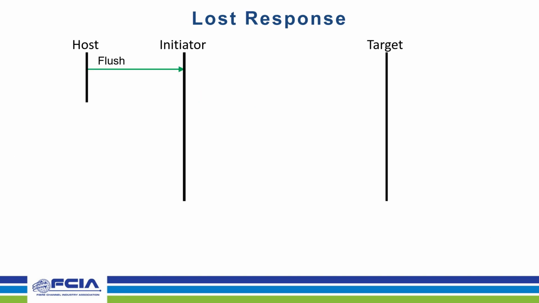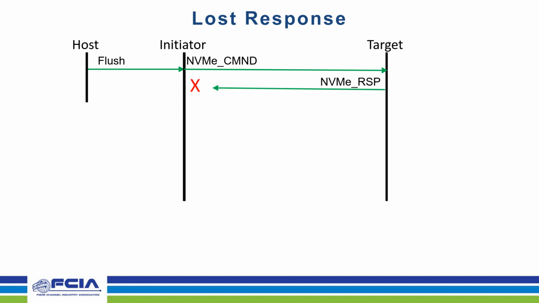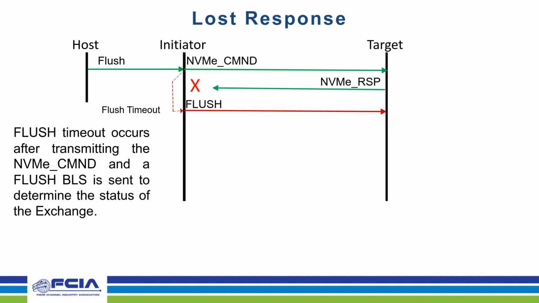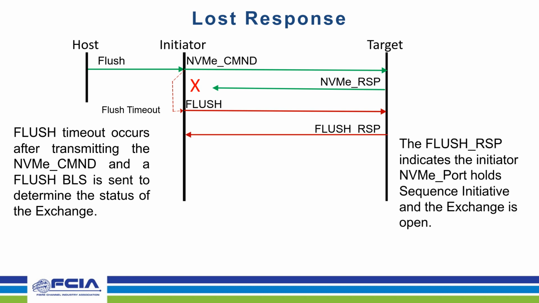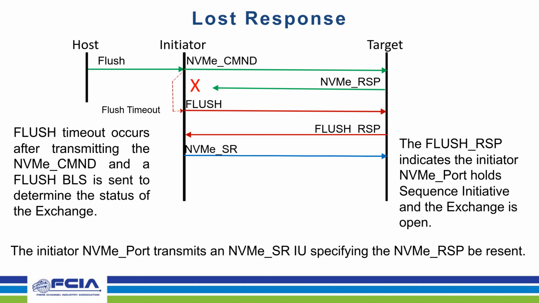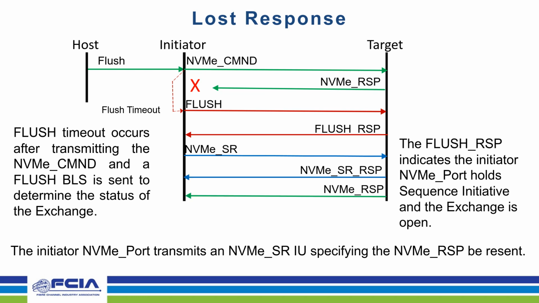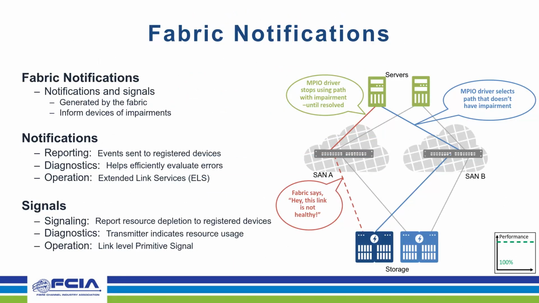The response case is the same thing. An NVMe command is sent, or a SCSI command. The response comes back, but it's lost. Once again, the initiator will detect that there's an error and will send a flush saying, "Hey, something's wrong here. I have not received what I expect to receive." Then the flush response will come back, and it will be resent by the target.